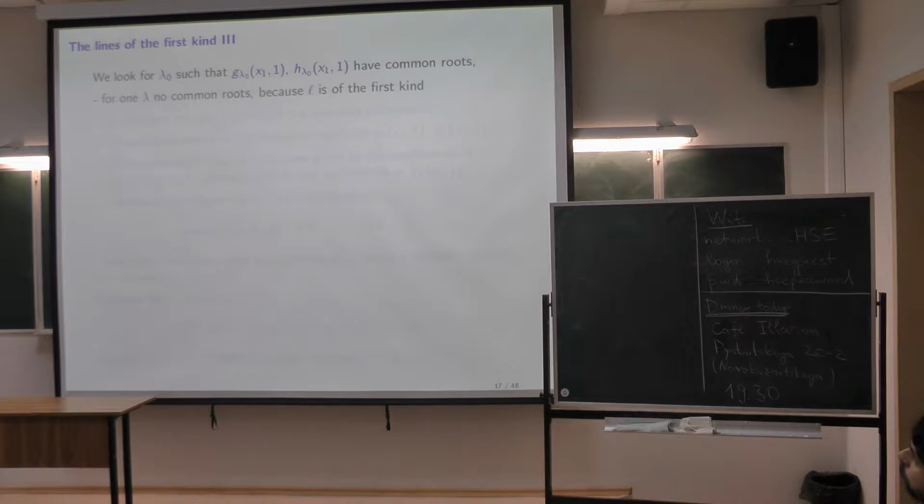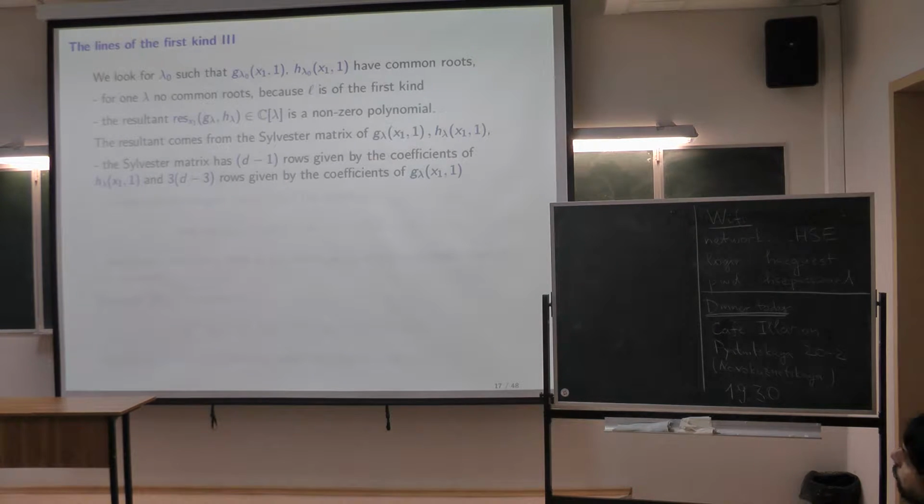And so it's the Sylvester matrix. I know that there is one place where they have no common root, so the resultant is not identically 0. It has d minus 1 rows given by the first one, 3d minus 3 given by the second. Its degree is bounded by this number. And this is our 8d minus 14. Okay?